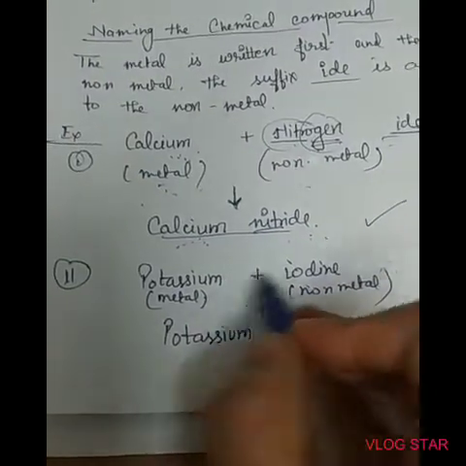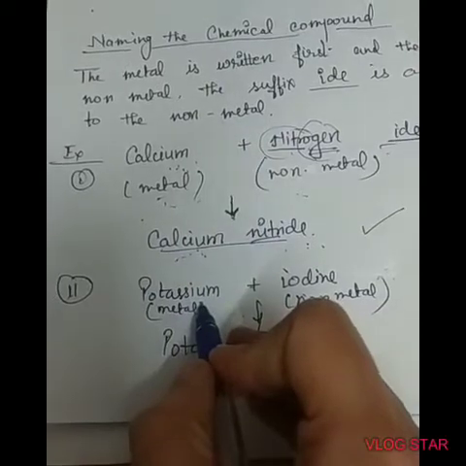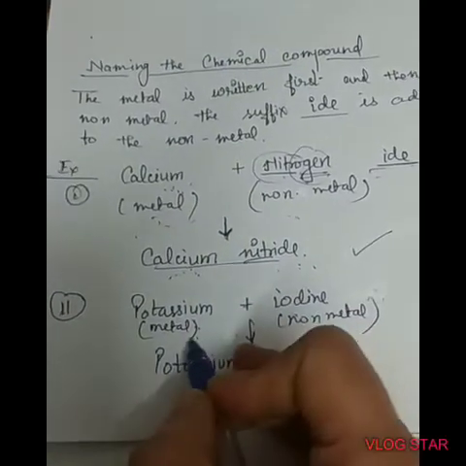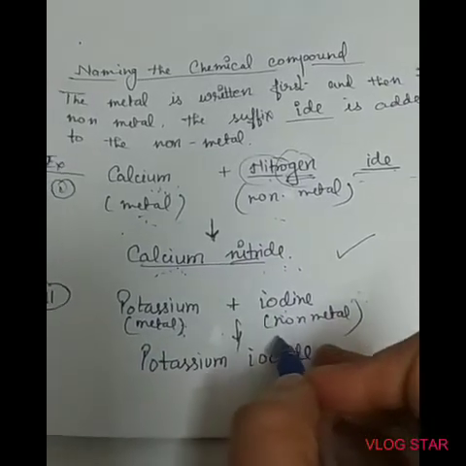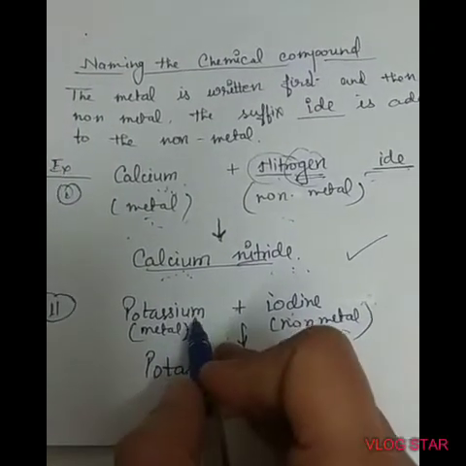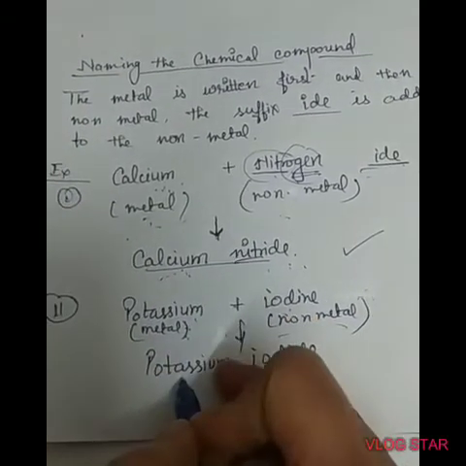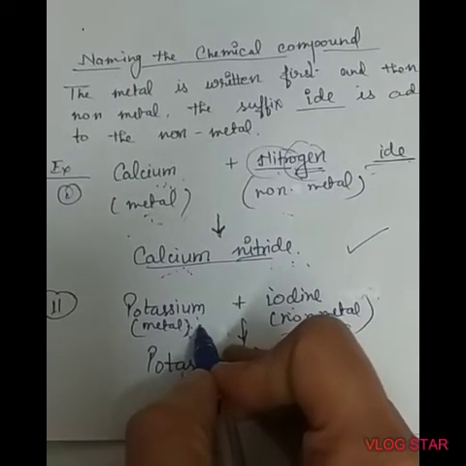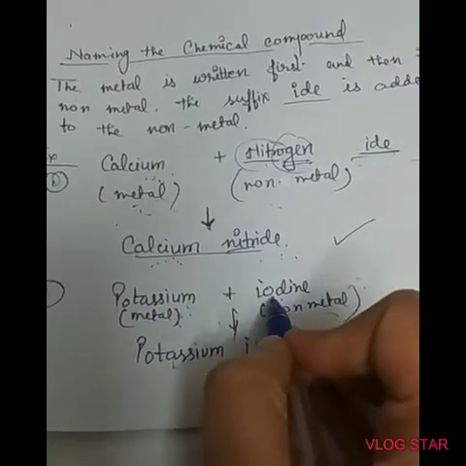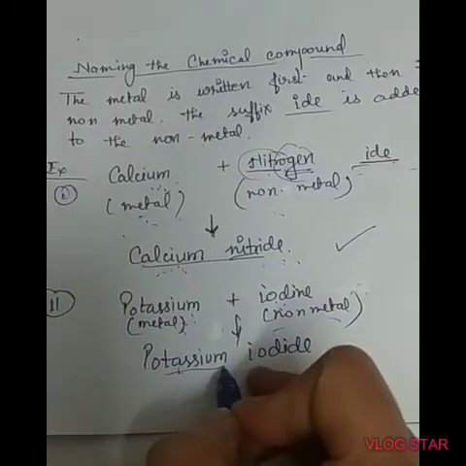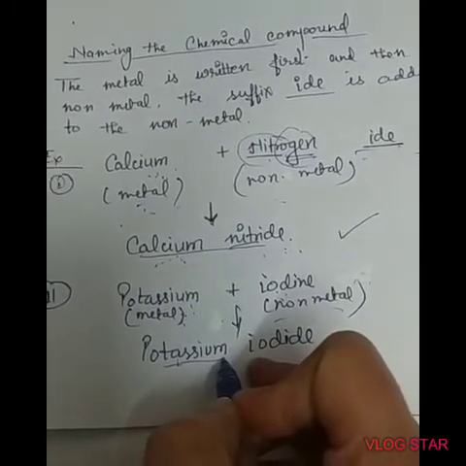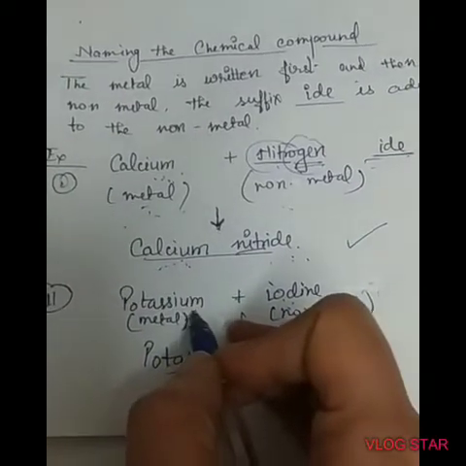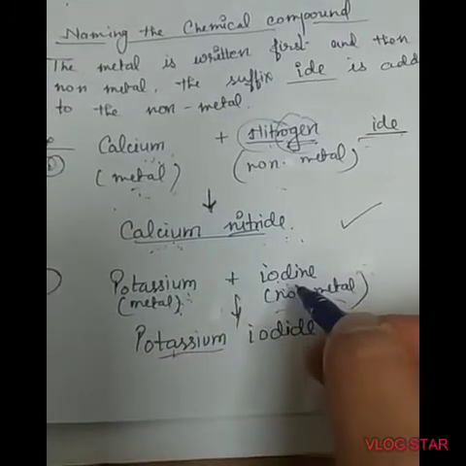Similarly, for potassium iodine: potassium is a metal, a positively charged ion. Iodine is a negatively charged ion. As we have discussed, first of all we have to write the name of the cation followed by the anion. So firstly we have to write potassium, with the same name as in the element's name.